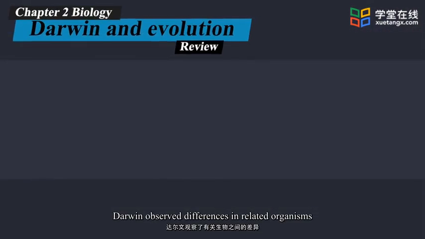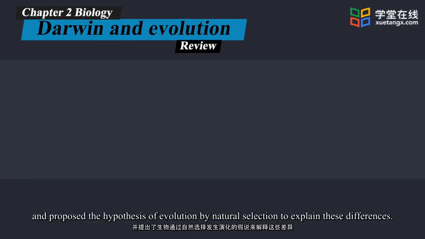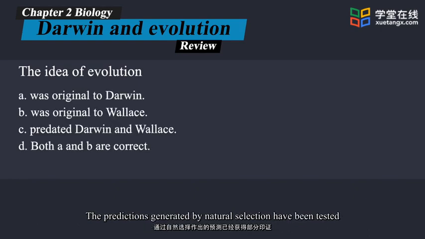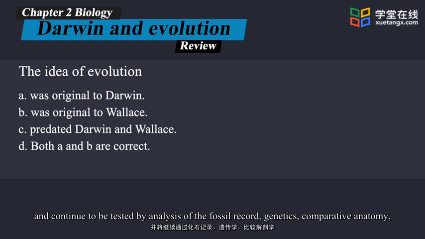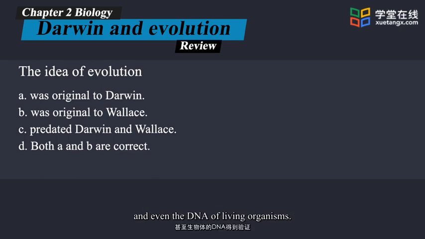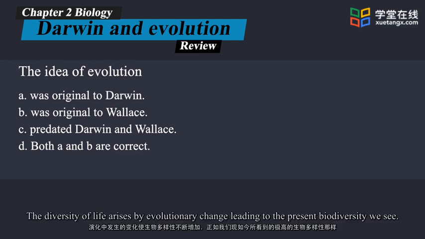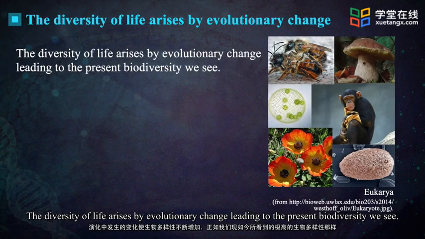Darwin observed differences in related organisms and proposed the hypothesis of evolution by natural selection to explain these differences. The predictions generated by natural selection have been tested and continue to be tested by analysis of the fossil record, genetics, comparative anatomy, and even the DNA of living organisms. The diversity of life arises by evolutionary change, leading to the present biodiversity we see.